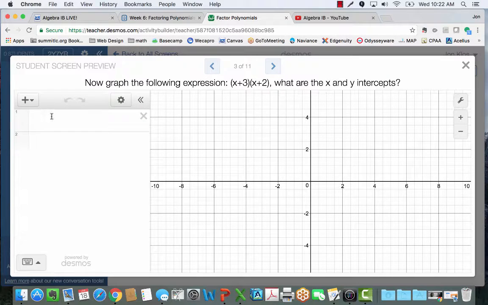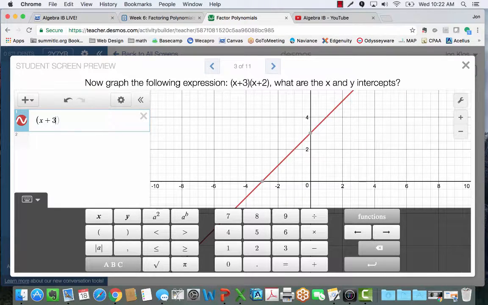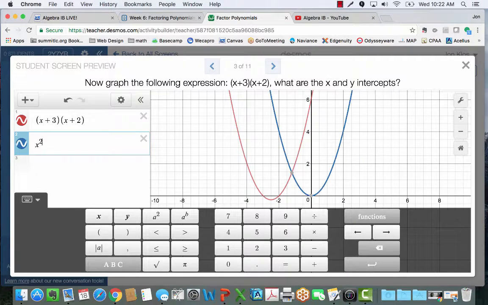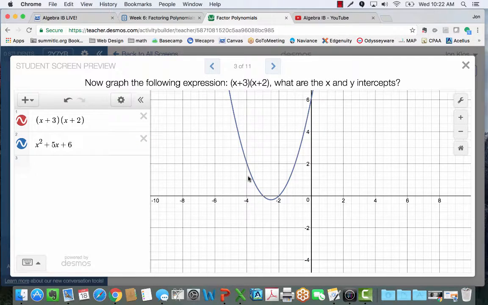Now I'm going to also graph x plus 3 times x plus 2. And notice it looks really similar. In fact, I'll even graph the other one as well, x squared plus 5x plus 6. And there you go. There's my factored form, and there's my trinomial in standard form. So we took this trinomial, and if I factor it into this, the graphs look the same. So I know that this expression, x plus 3 times x plus 2, is exactly the same as x squared plus 5x plus 6. Factored form, standard form.